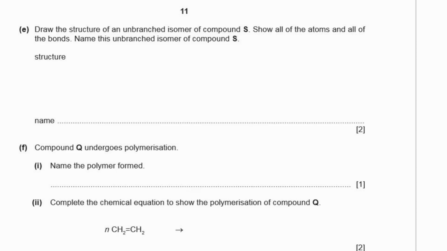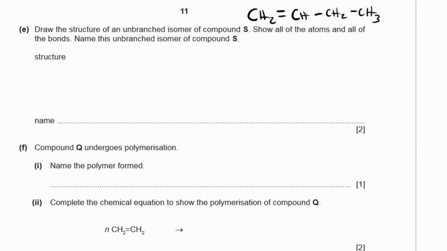Okay, good. E. Draw the structure of an unbranched isomer of compound S. Show all of the atoms and all of the bonds. Name this unbranched isomer of compound S. Okay, just to refresh your memory, compound S is CH2 double bond CH CH2 CH3. All right, so an isomer is all the same atoms, but in a slightly different order. So, but the same, and the same bonds, but in a different order.